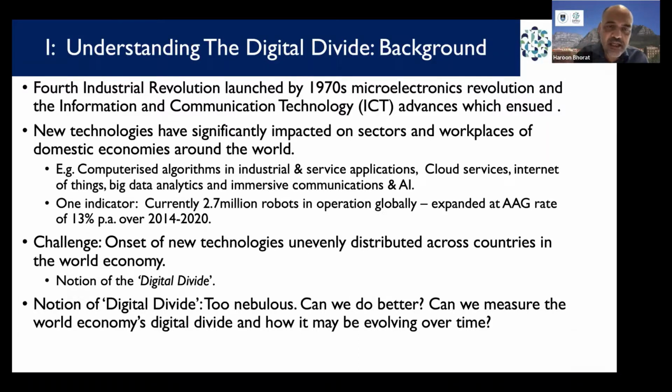So just one indicator is that currently there are about 2.7 million robots in operation globally, but this has expanded just over the last 6 years by about 13% per year, every year for 6 years. And that's going to increase. In fact, you even have, which you never had 10, 15 years ago, an institute dedicated to measuring the spread of robots and robot usage.